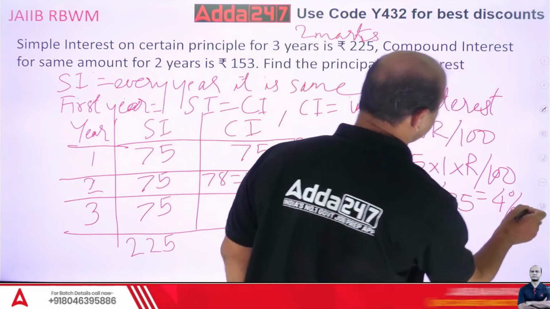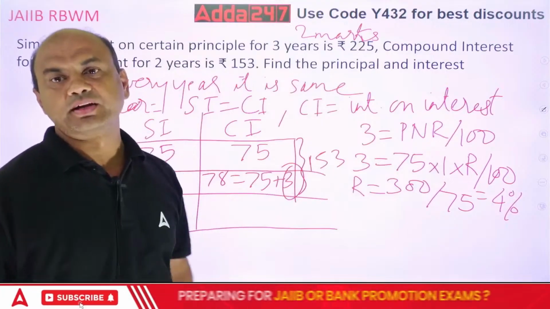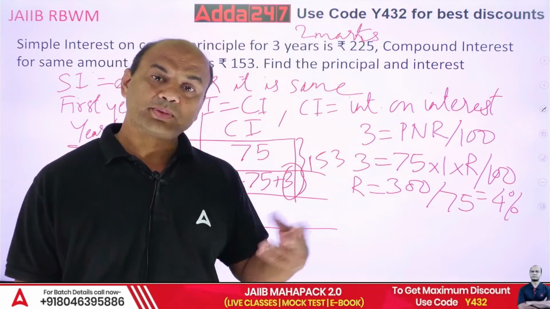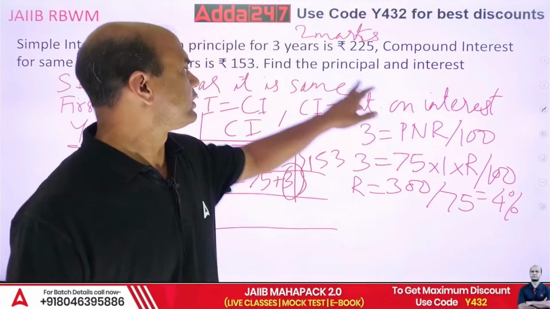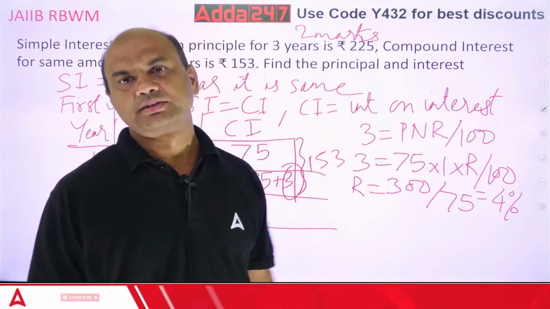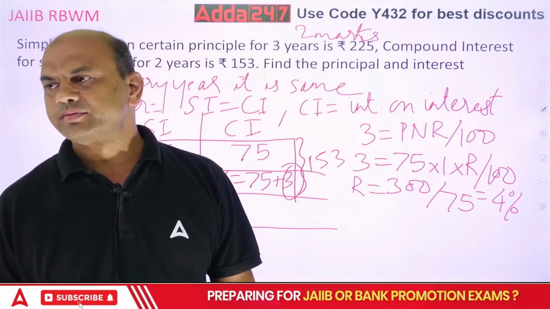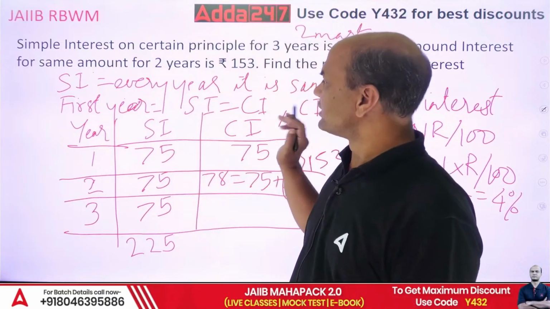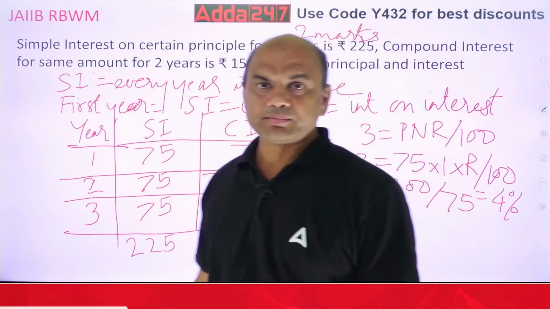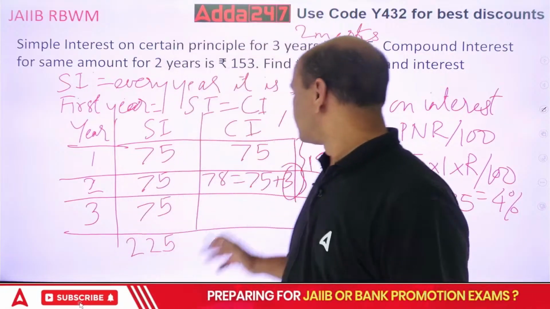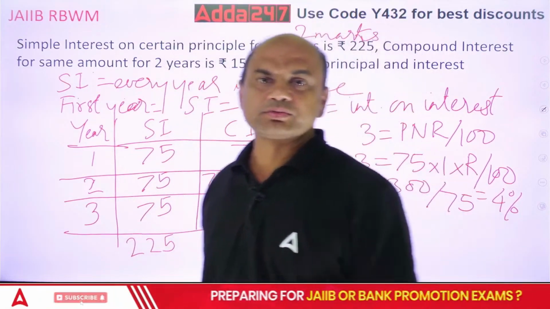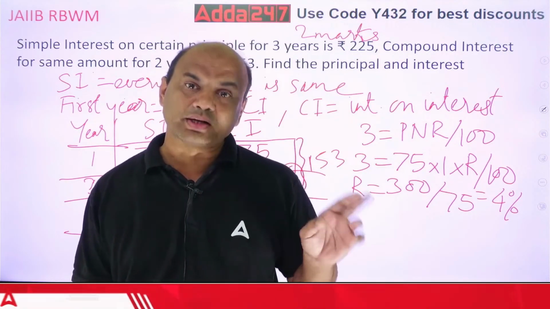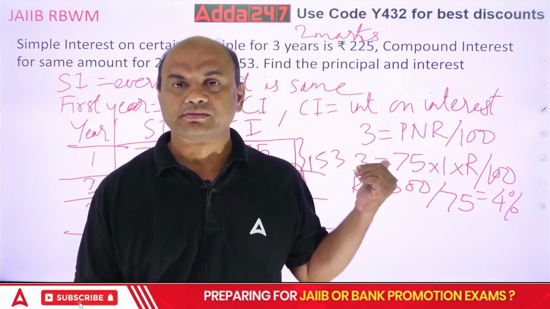See, you got one answer. Interest is 4%. What about P now? You want two answers, principal and interest. How to find out P then? For finding out P, use the same formula again. This time 3 equals to this interest equals to PNR upon 100. Use the same formula, but this time use interest as 75 rupees.